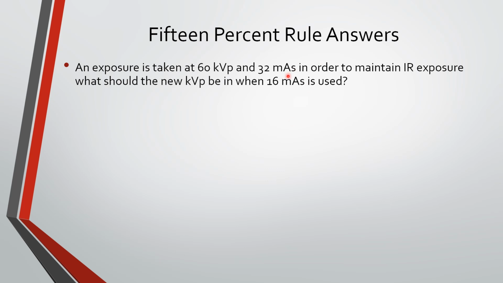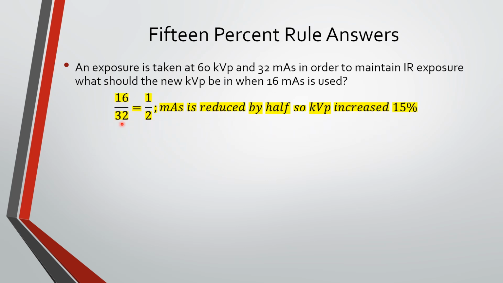Right off the bat, we're going from 32 to 16, so we halved the mAs. With the 15% rule, when we halve the mAs we're utilizing, we're going to have to raise the kVp by 15%. That's my initial thought here. So, yep, the mAs is reduced by half, so kVp needs to increase by 15%.